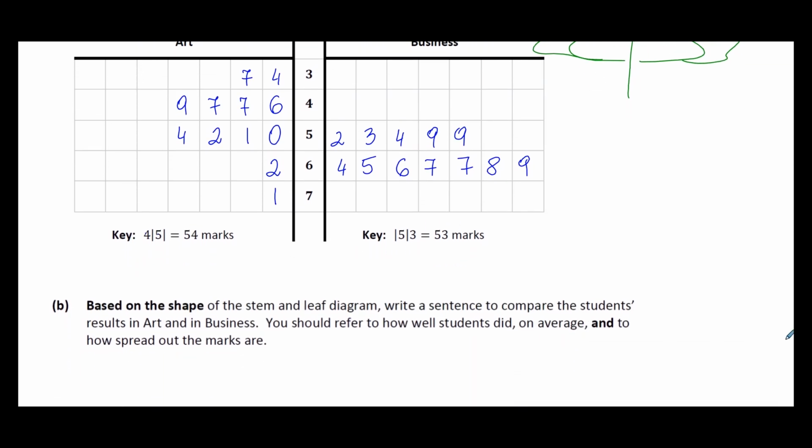Okay, the next part says, based on the shape of the stem and leaf diagram, write a sentence to compare the students' results in art and business. You should refer to how well students did on average and to how spread out the marks are. Always remember, when you have words in bold, they are important. They highlight that there are two aspects to your description. One is how well students did, and the second, how the marks are spread.